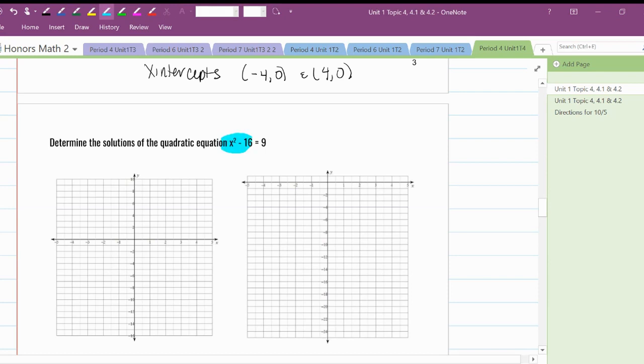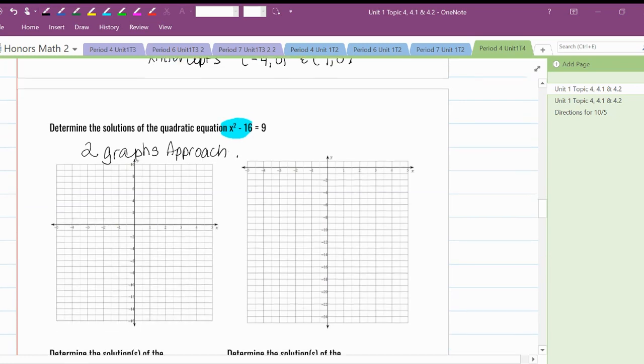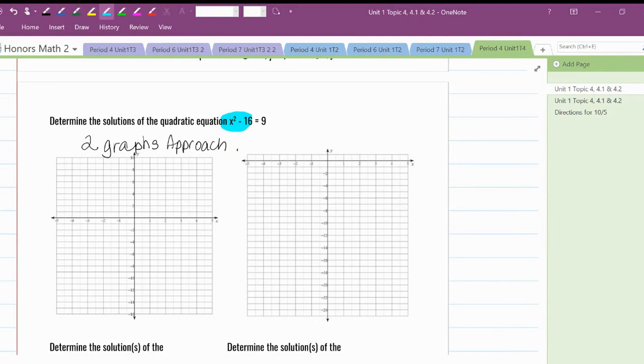On this first graph, I'm going to show you getting the solution using two graphs. Okay, I'm first going to graph x squared minus 16. Over 1, up 1, over 1, up 1, over 1, up 1, 2, 3, over 1, up 1, 2, 3. Let's kind of fill in the rest here.